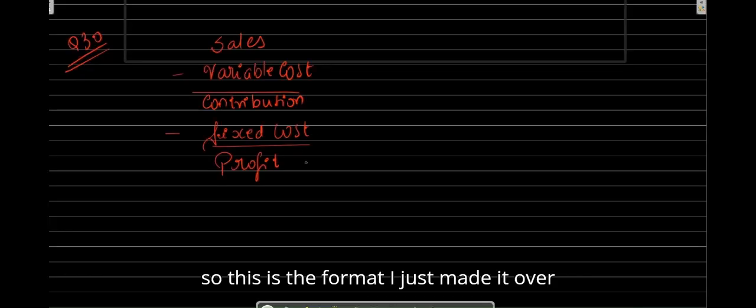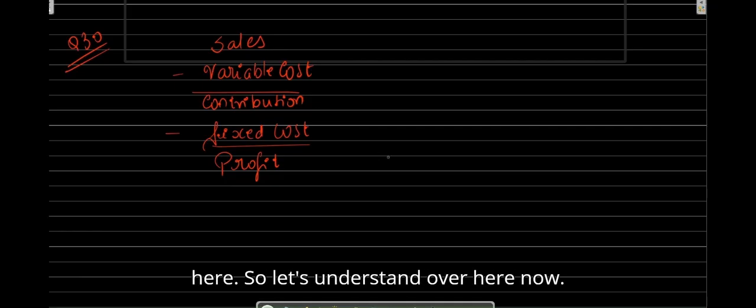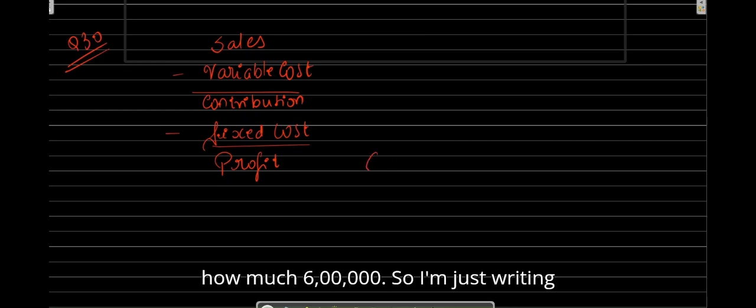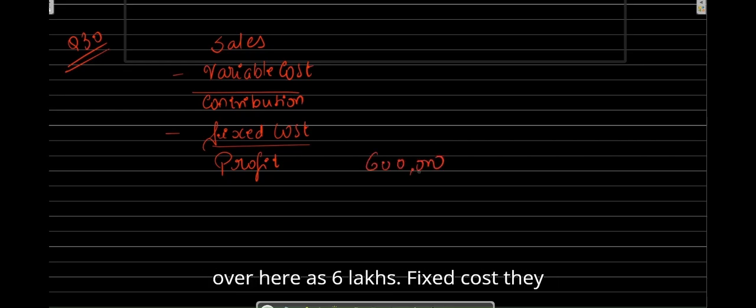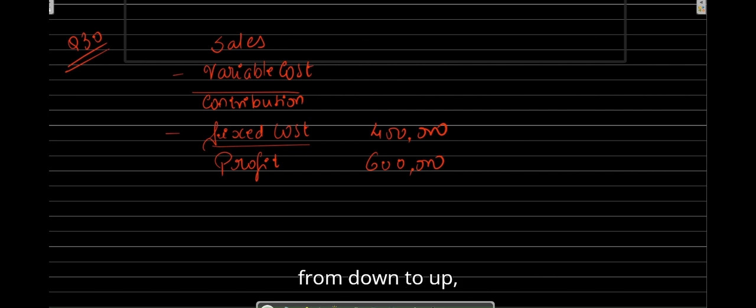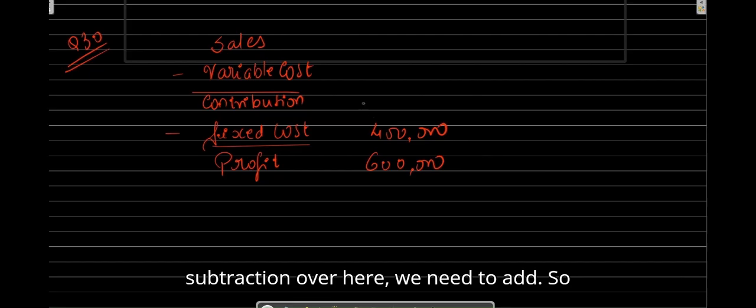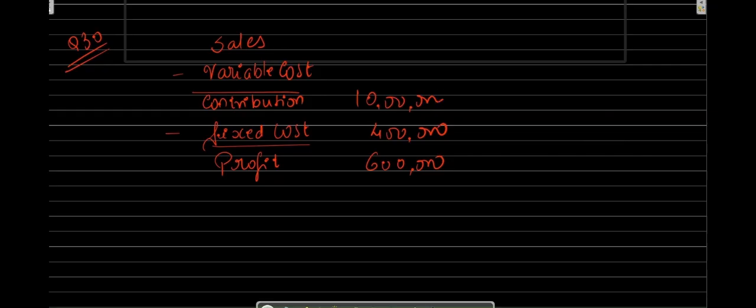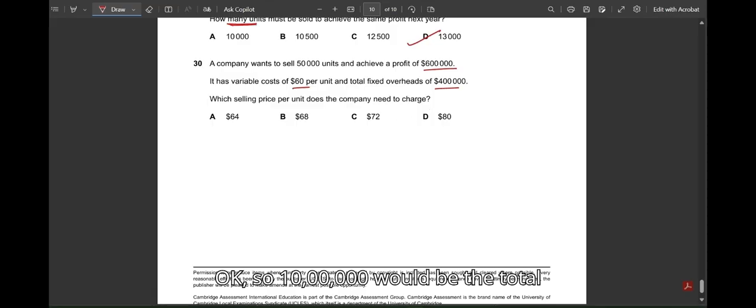So this is the format, I just made it over here. Let's understand now. The profit they want is 6 lakhs, so I'm writing 6 lakh here. Fixed cost they have given as 4 lakhs. As I always say, if you are moving from down to up, we have to reverse it. So if there is a subtraction here, we need to add. So the total contribution you will get is 10 lakhs.